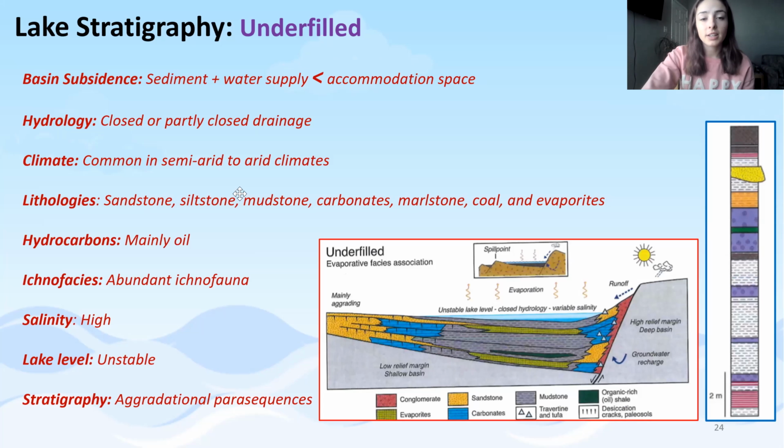Additionally, hydrocarbons can include oil, and ichnofacies once again are abundant, and the salinity in these underfilled lakes is high, and this is because of their closed basin hydrology. Additionally, the lake level is unstable, and lastly, the stratigraphy of underfilled lakes is aggradational.